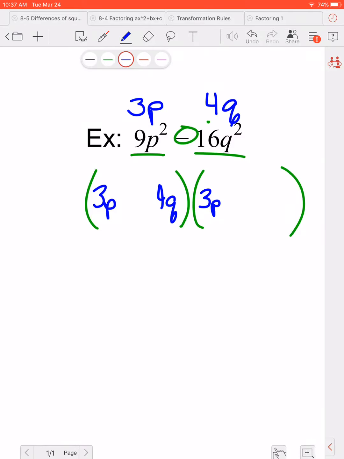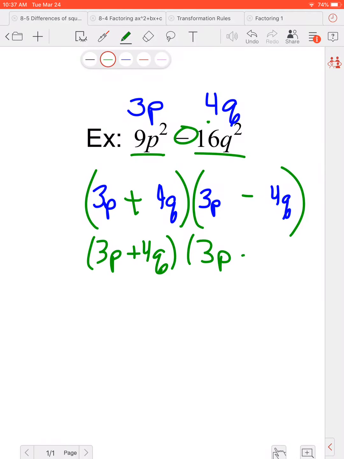So I'm going to have a 3p and a 4q in this parenthesis, and a 3p and a 4q in this parenthesis. And I'm going to have one plus and one minus. So my final answer looks like 3p plus 4q times 3p minus 4q. Now again, I could switch these up and write the minus in this one and the plus in this one.